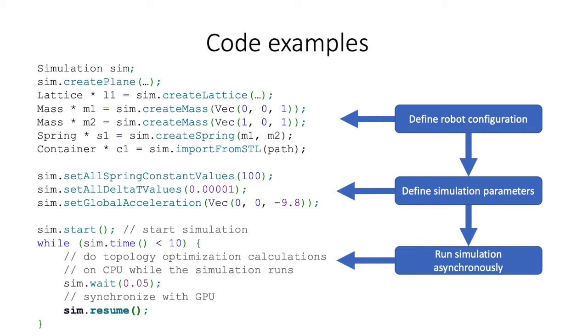Before we get into the implementation and design details for Titan, I want to walk through an example of our code. First, you can define a robot in a variety of ways, either using predefined primitives like masses, springs, or lattices, or by loading robots from files in common formats. Then, you can set simulation parameters, and finally run the simulation, which critically runs asynchronously from the CPU and allows you to continue optimizing until you want to synchronize.